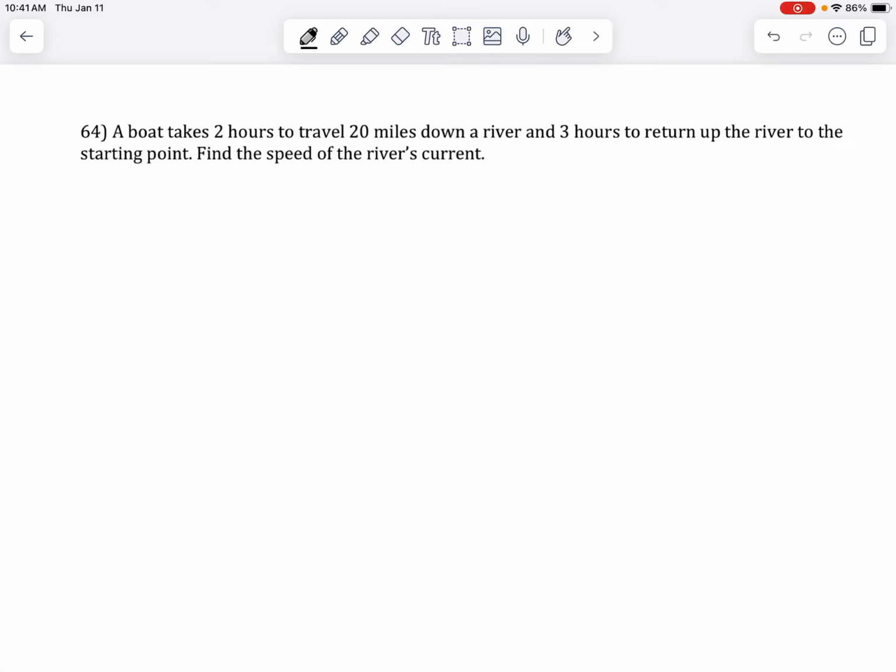So here we have one of the stereotypical types of word problems. This boat is going down the river, which means that the speed of the river, or the current, is going to speed it up as it goes down the river. When it returns back up the river, then the current is going to be slowing it down. So I'm just going to use the letter R as the speed of the river, or in other words, the current.